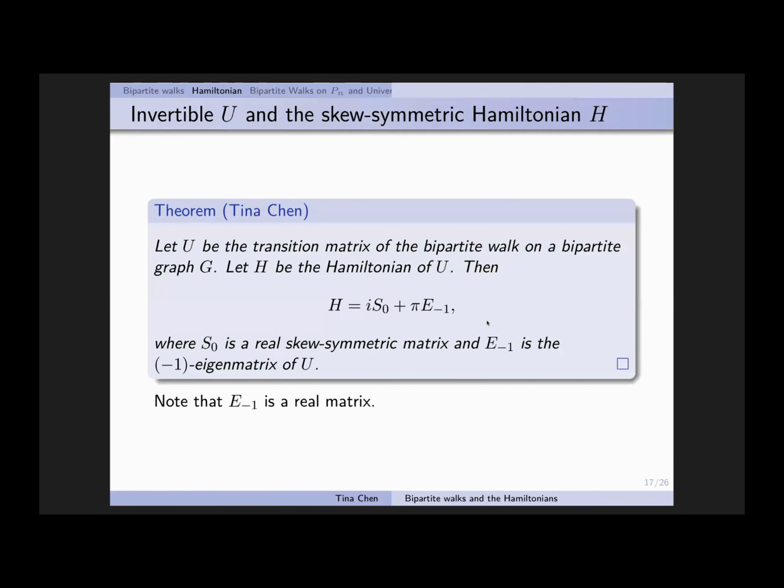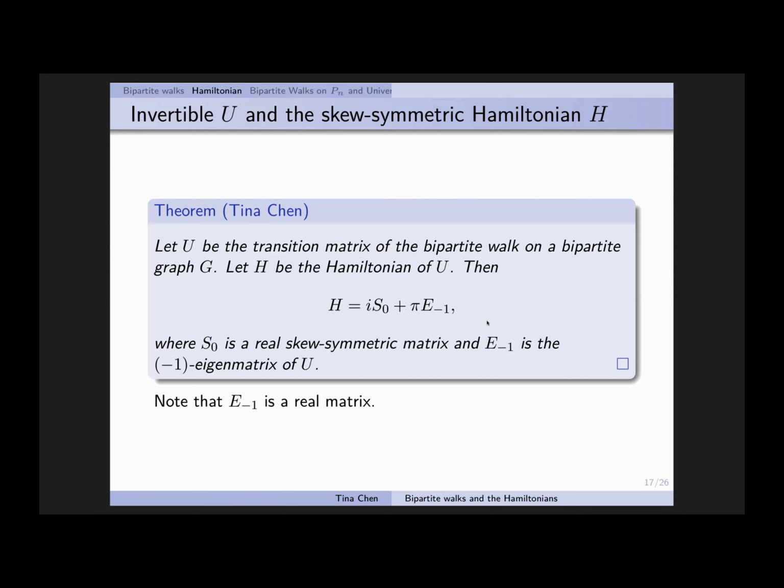Now we want to know when we can get an H digraph that comes from our bipartite walk. I can show that if we let U be the transition matrix of a bipartite walk on our bipartite graph G, and let H be the Hamiltonian of U, then we can write H as the sum of i times S_0, where S_0 is real and skew symmetric, plus pi times E_{-1}, where E_{-1} here is the -1 eigenmatrix of U.